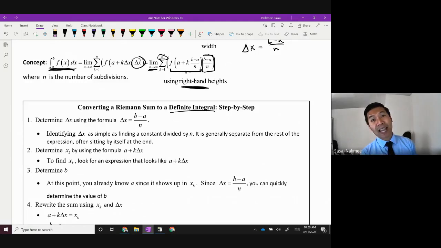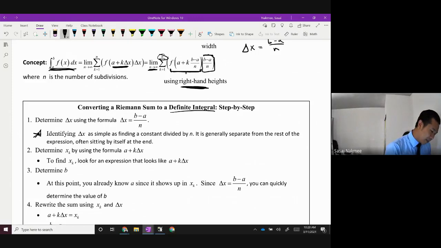So we're just going to leave it as n. Identifying delta x is as simple as finding a constant divided by n. It is generally separated from the rest of the expression and often sitting by itself at the end. So that's the hint that you should use to identify your delta x. Step 2, determine x sub k by using the formula a plus k times delta x. So if you're confused by that, that's right here.